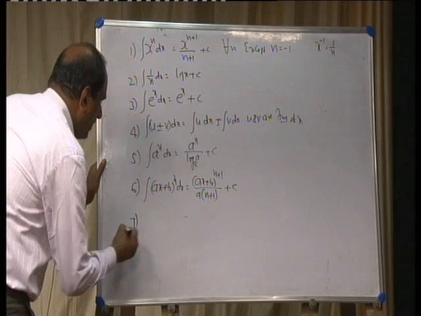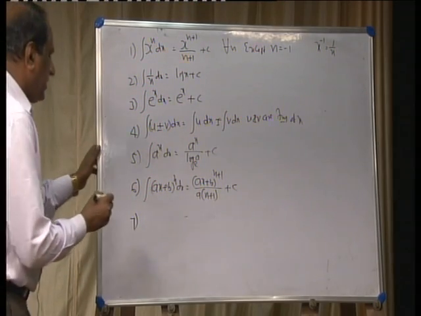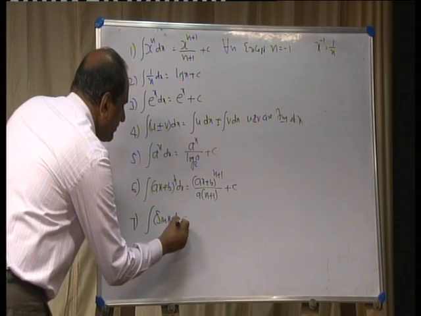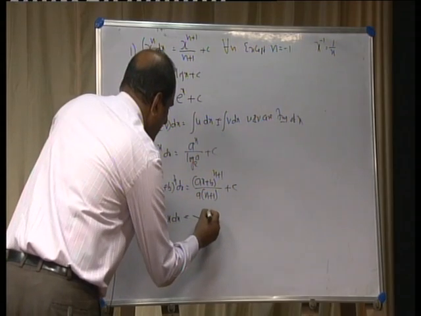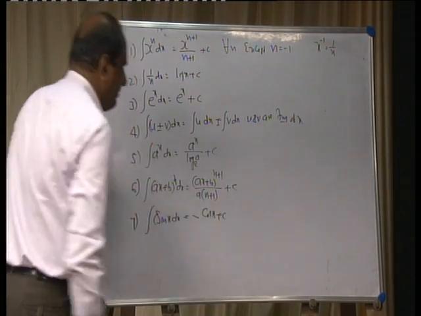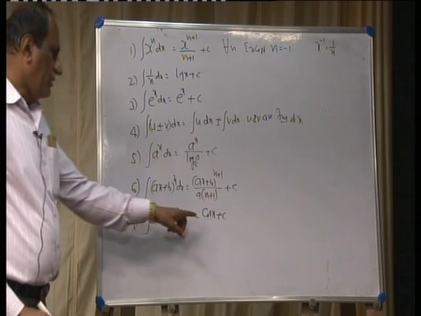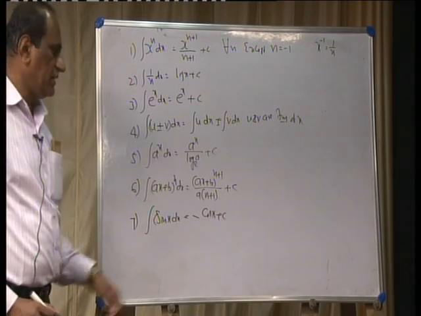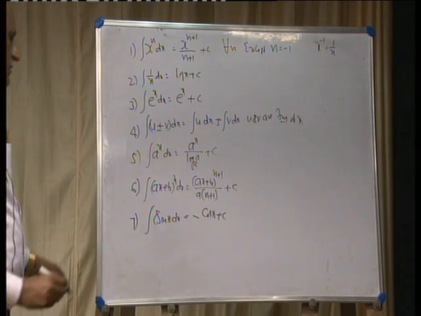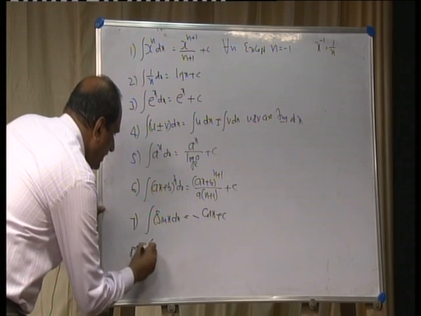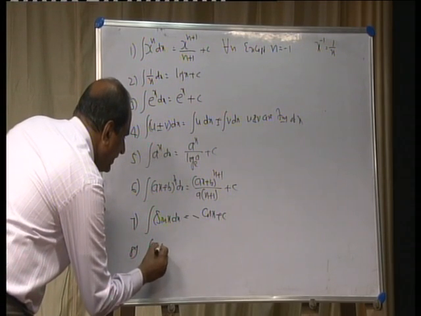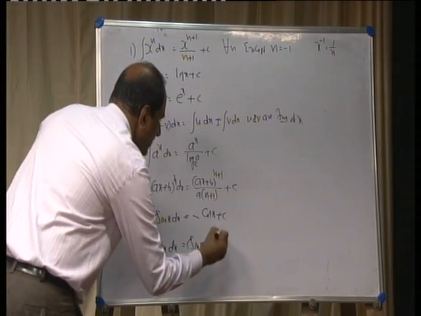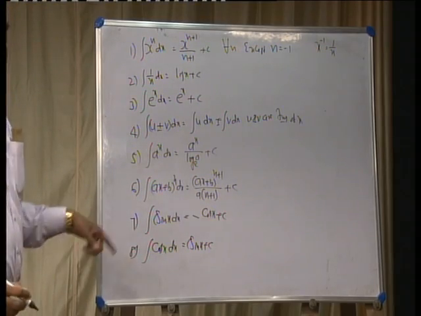So, seventh one, integration of a trigonometric function, that is sin x dx, is equal to minus cos x plus c. Cos x differentiation is minus sin x, so in the reverse process, integral of sin x dx is minus cos x plus c. So, eighth result, integration of cos x dx is equal to sin x plus c. So, these are the two trigonometric results.